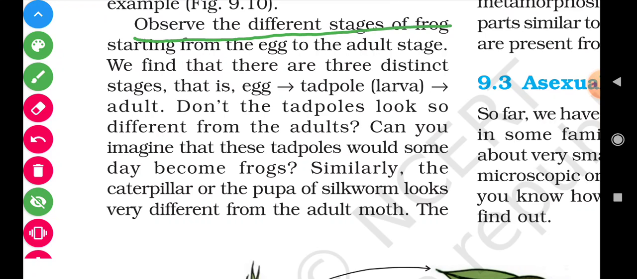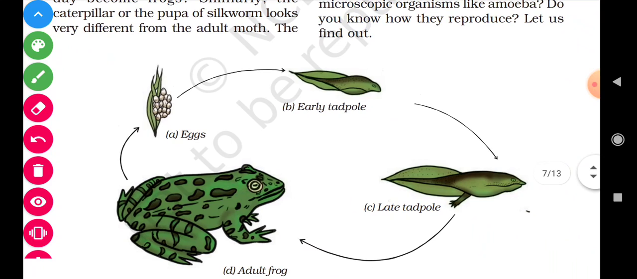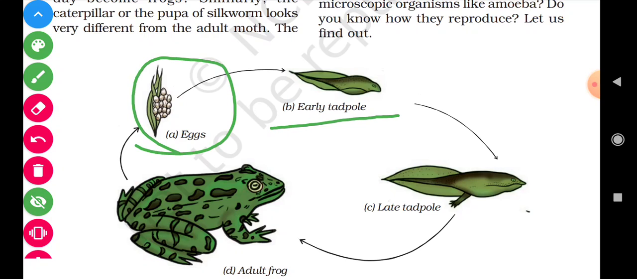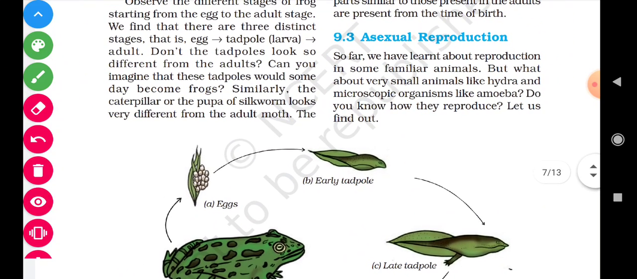Observe the different stages of the frog starting from the egg to the adult stage. We find that there are distinct stages, that is egg, tadpole, meaning larva, and adult. Don't the tadpoles look so different from the adults? See here. These are the eggs, early tadpole, late tadpoles and the adult frog. So the adult frog is quite different from the early tadpole. Okay, so this is the difference between the young ones and the adults.